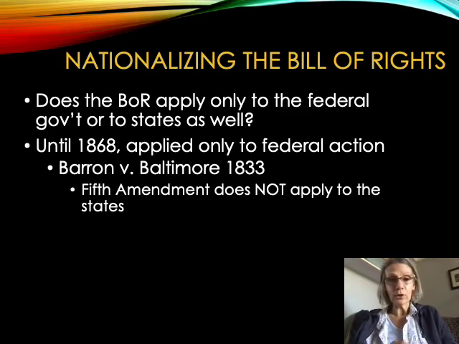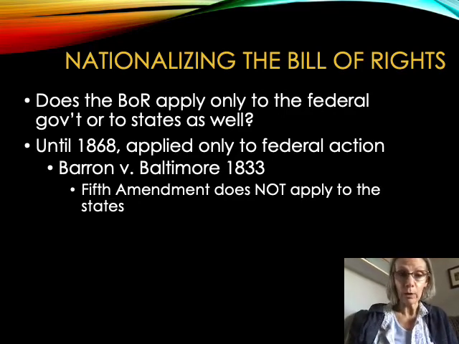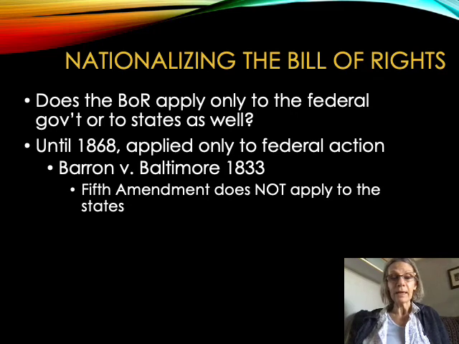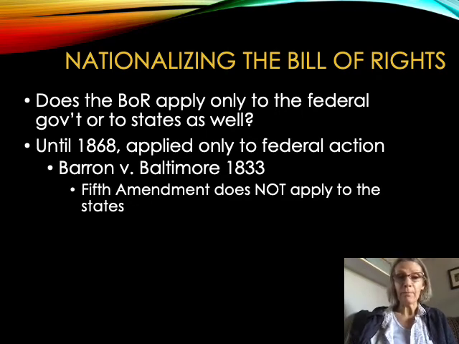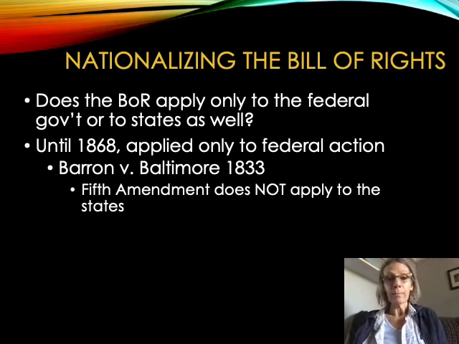And the answer that the Supreme Court gave was that the Fifth Amendment does not apply to the states, that the Bill of Rights is a prohibition on the actions of the federal government, not on state governments. And so if the state of Maryland had a provision in its state constitution that said that you couldn't take away property without giving value for that property to the owner, then that provision would apply to John Barron. But the Fifth Amendment from the United States Bill of Rights does not apply to him.